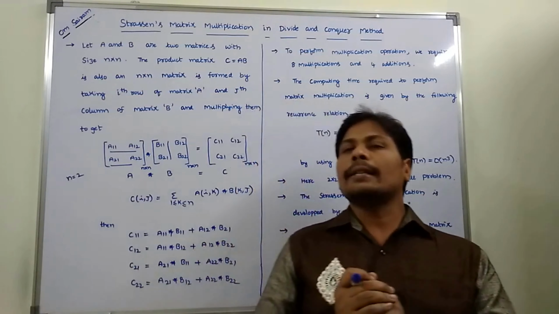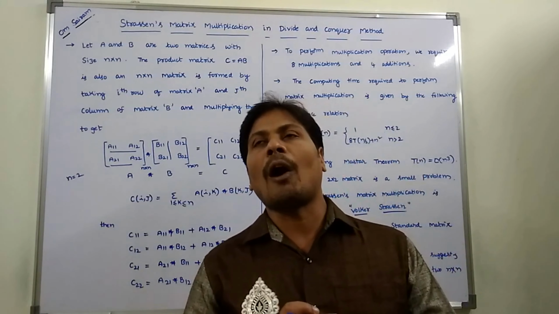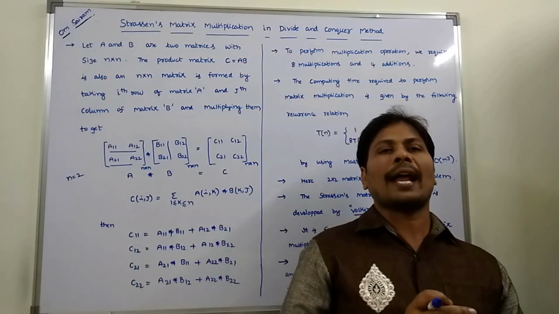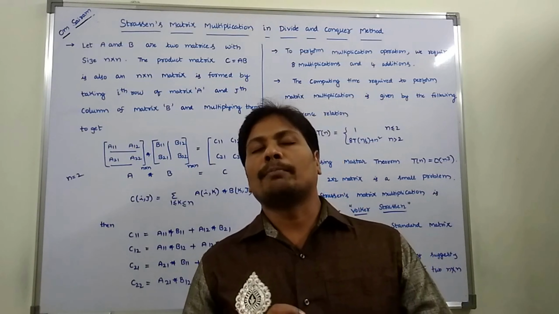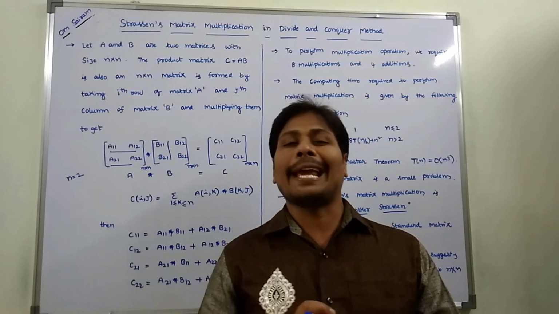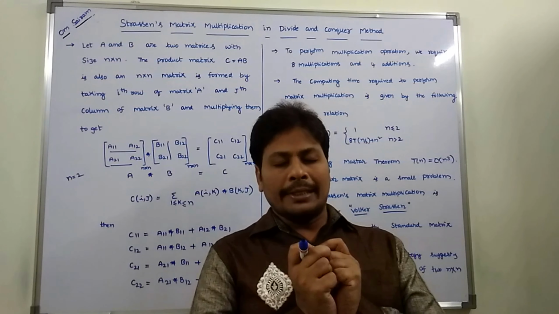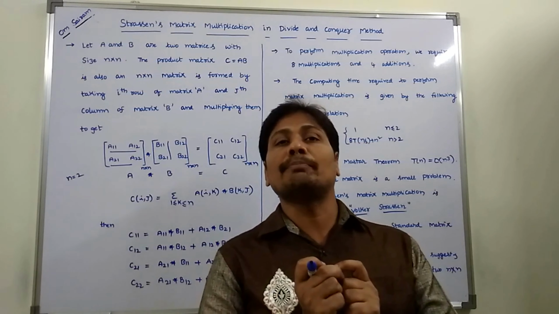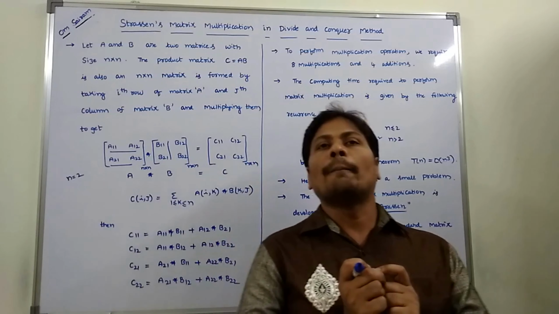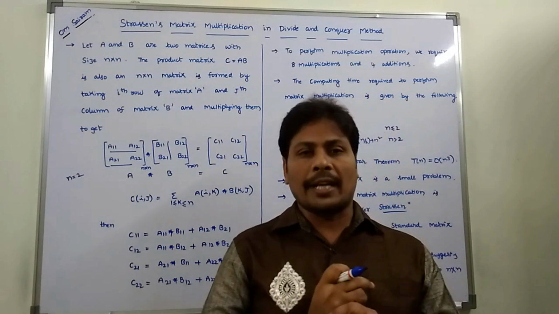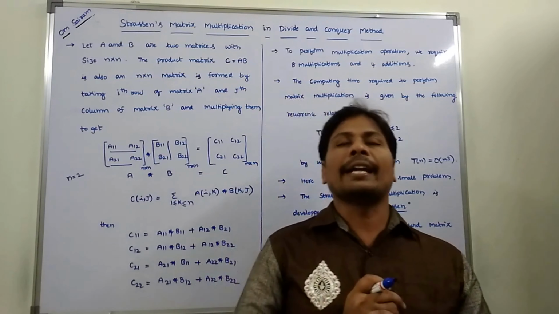Here in the conventional matrix multiplication, the time complexity is big O of n cube, but in the case of Strassen's matrix multiplication, the time complexity is big O of n power 2.81. That is a slight change. This slight change occurs because one matrix multiplication is reduced by using addition operations, because multiplication requires more cost compared to the addition operation.